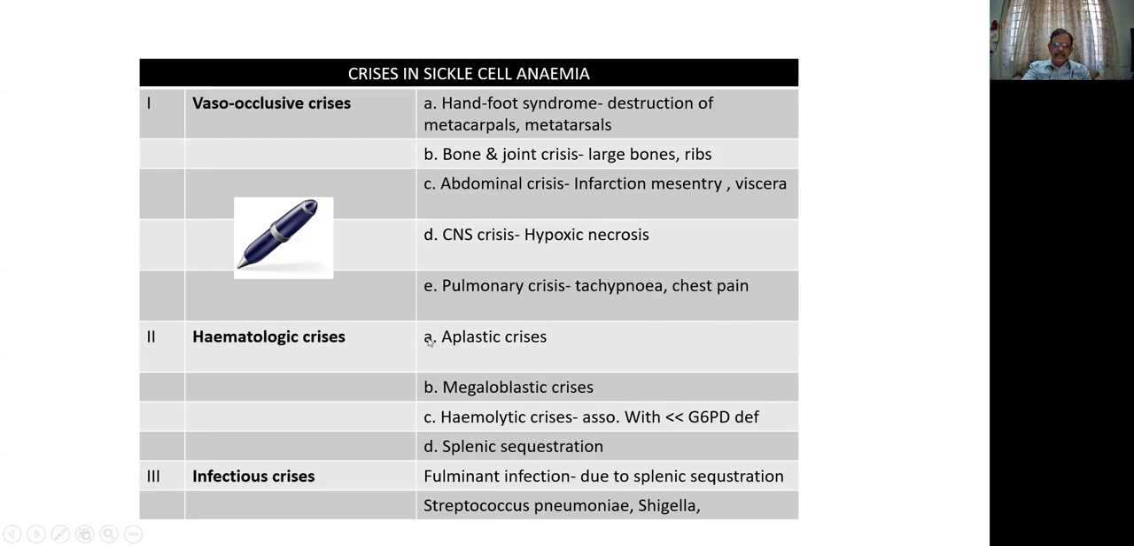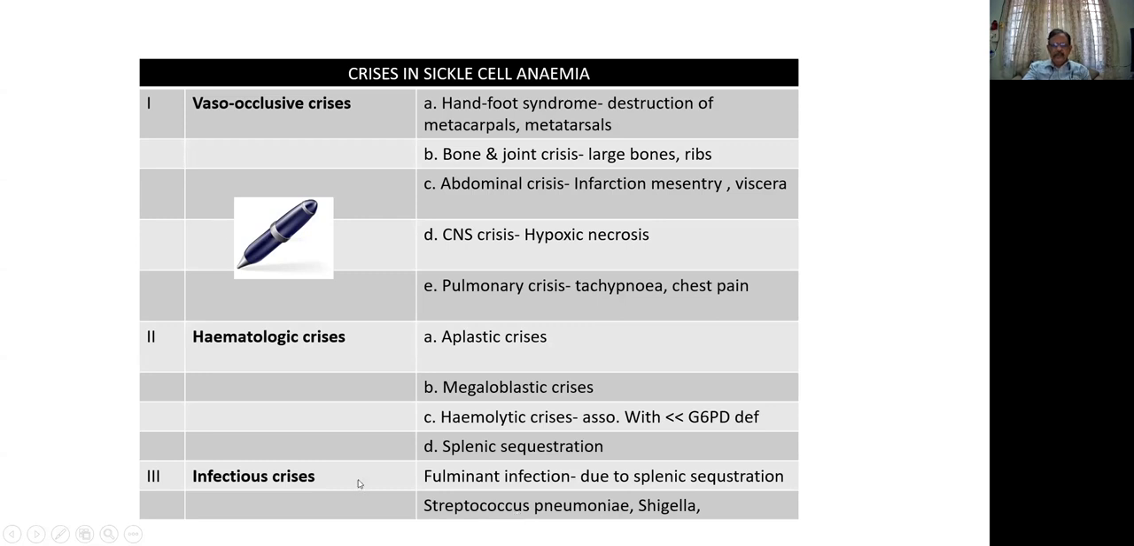Repeated sickling can lead to aplasia. The bone marrow runs out of steam and there is an aplasia of the bone marrow. Megaloblastic crisis can occur because of the depletion of B12 and folic acid. And hemolytic crisis can be associated with G6PD deficiency also. Splenic sequestration we have already mentioned. Infectious crisis: fulminant infection due to splenic sequestration can be caused by Streptococcus or Shigella.